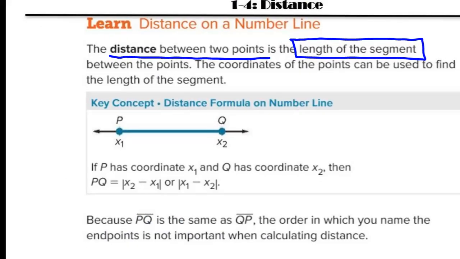So to find the length of a line segment, if I have 2 points, P and Q, and P has coordinate x1, Q has coordinate x2, then the way we find the length of the line segment is by doing the absolute value of x2 minus x1, or the absolute value of x1 minus x2.